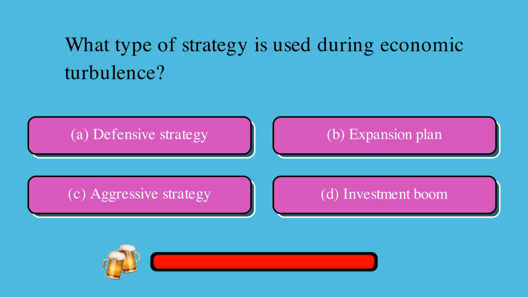What type of strategy is used during economic turbulence? Is it A, defensive strategy, B, expansion plan, C, aggressive strategy, or D, investment boom? The correct answer is A, defensive strategy.